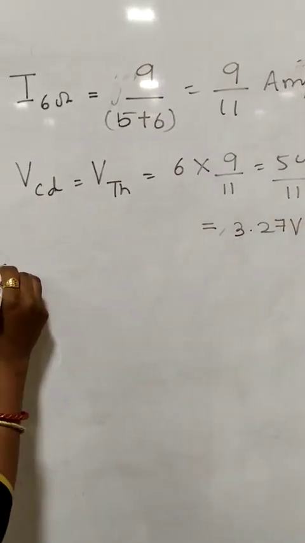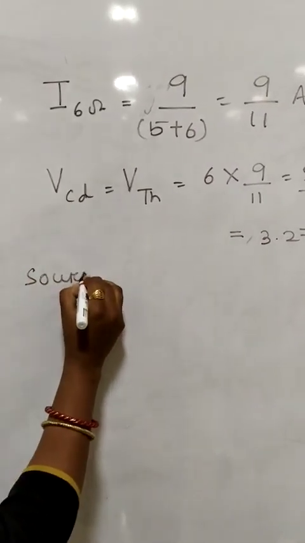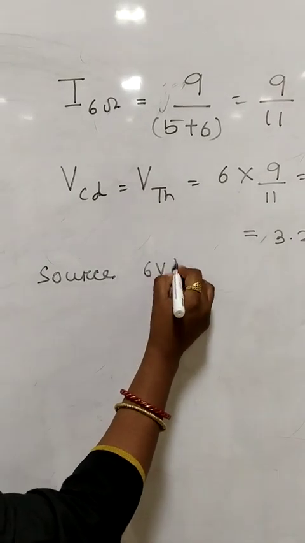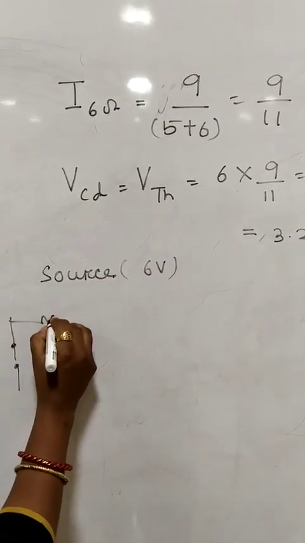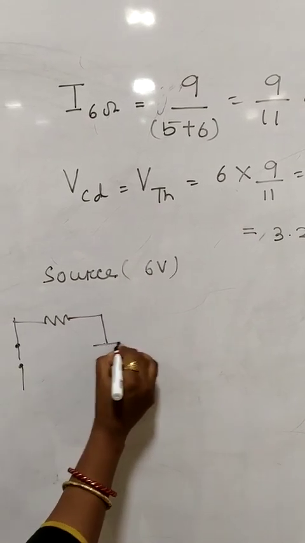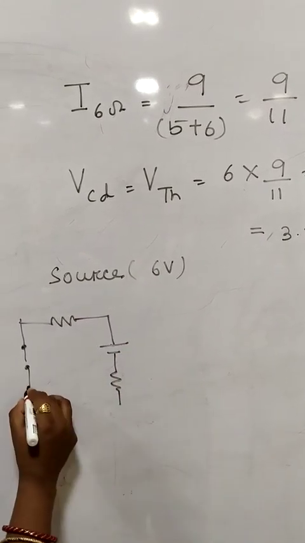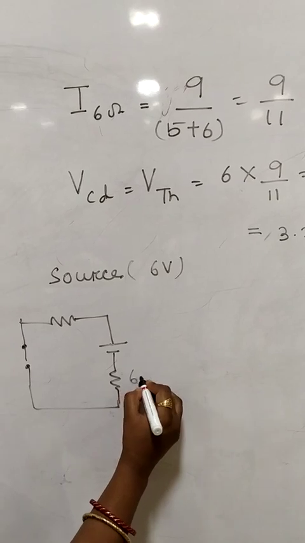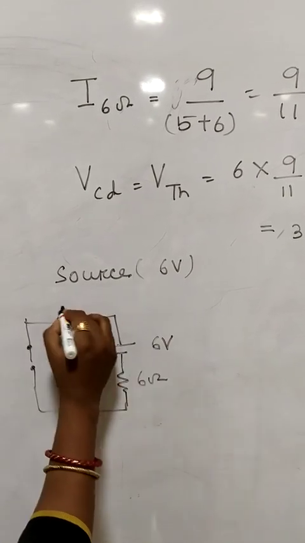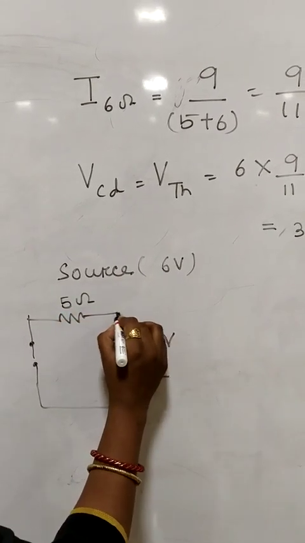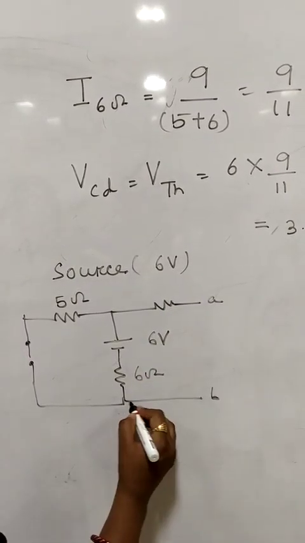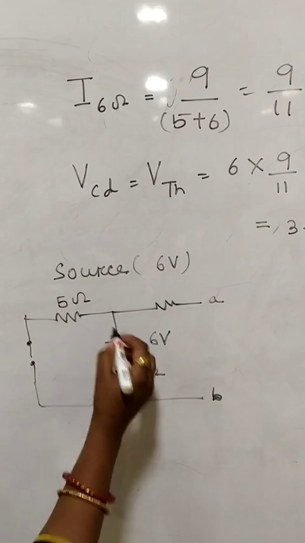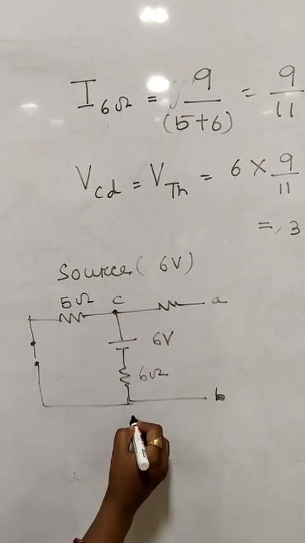Now I will consider source 2, that is the 6 volt source. The first voltage source will be shorted and then I will redraw the circuit in this form. The circuit goes like this. It is 6 ohm, 6 volt, 5 ohm and then this is 4 ohm, and it is open circuited at A and B. Again I need to find out the voltage across this CD branch.